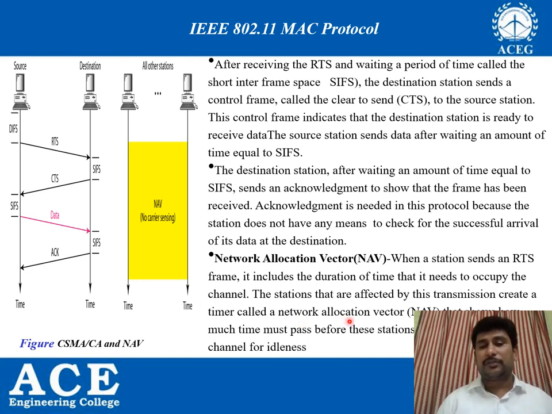That is called the network allocation vector timer. Once this network allocation vector timer expires, only then do the remaining stations start sensing the channel. The time duration specified by the sender is not sensed by the remaining stations in that network. So that is what we call the network allocation vector, where there is no carrier sensing. This is how we implement the distributed coordination function.